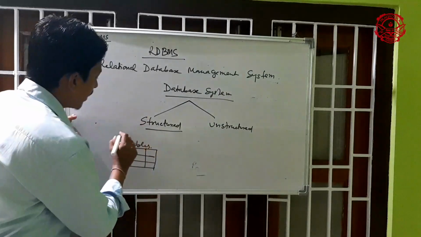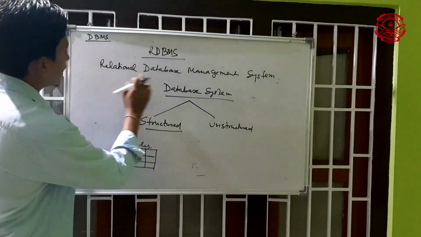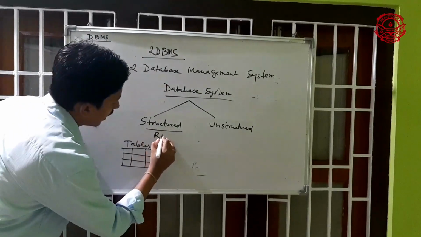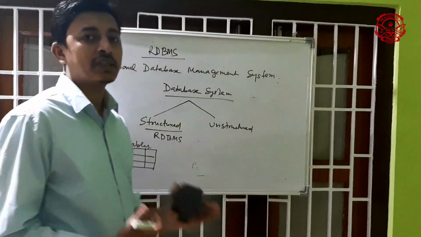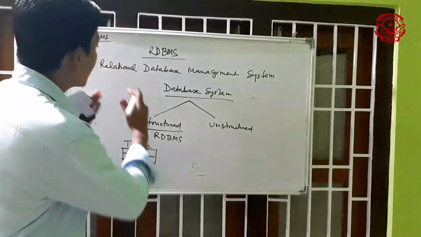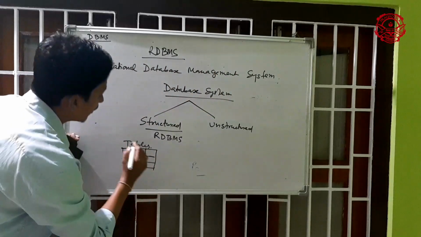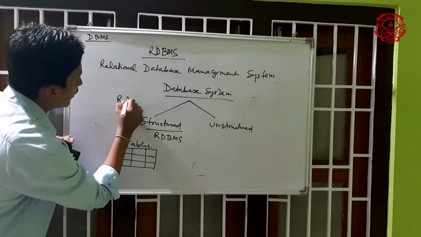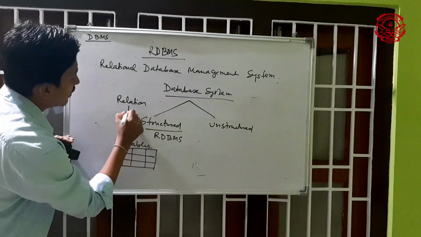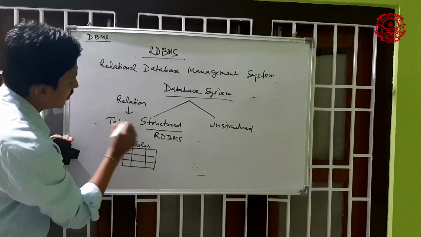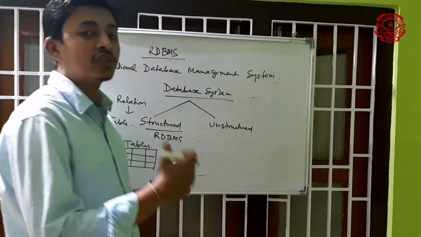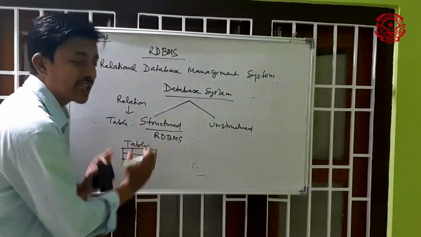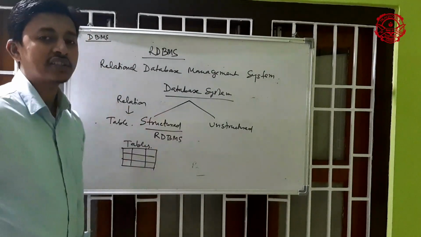So structured means what? The example of structured is RDBMS. RDBMS is a structured database management system. It means a relational database management system. What is the meaning of relation? Relation means tables. The whole data will be stored in the form of tables. So that's why it is called structured.